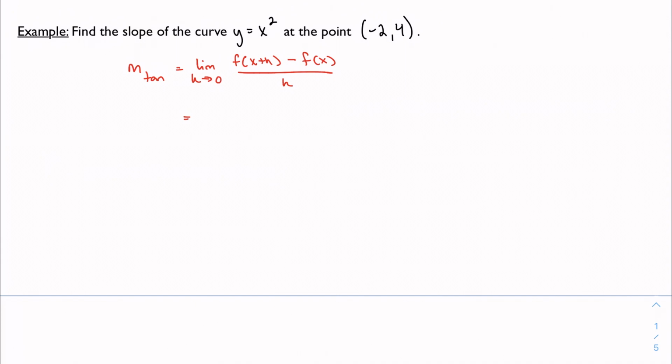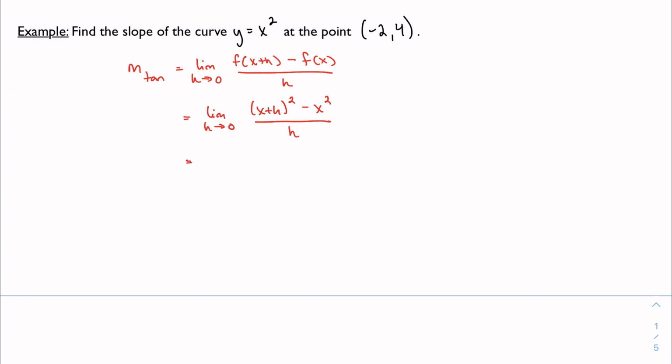And let's start plugging in. So we'll copy over this limit piece. Really important to keep all of my notation together. F of x plus h. So if I were to plug x plus h into the function, I have x plus h squared minus x squared over h.